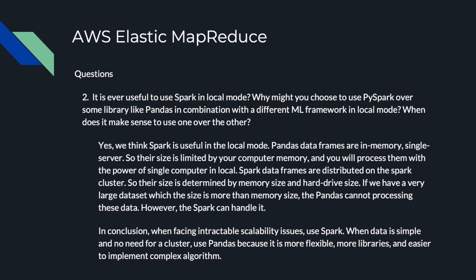Pandas data frames are in-memory and single-threaded, so their size is limited by your computer memory, and you will process them with the power of a single computer locally. Spark data frames are distributed on the Spark cluster, so their size is determined by memory size and hard drive size. If we have a very large data size, more than memory size, Pandas cannot process this data. However, Spark can handle it.